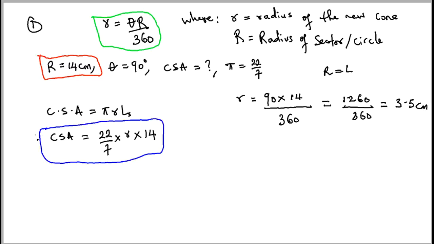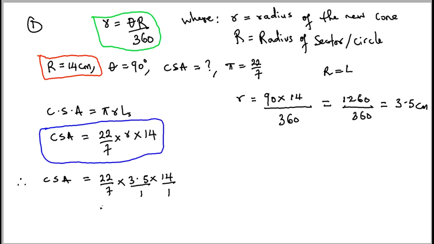I think the part highlighted in blue, the curved surface area, is now very possible, because therefore I will have that my CSA is now equal to 22 over 7 times r. My r was a problem here, that was why we could not proceed. So we've gotten the r now as 3.5, so we have 3.5 times 14, and 14 we call over 1.